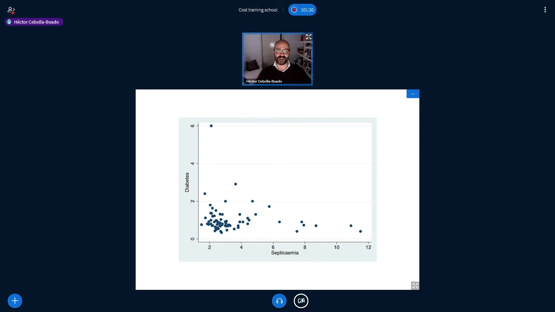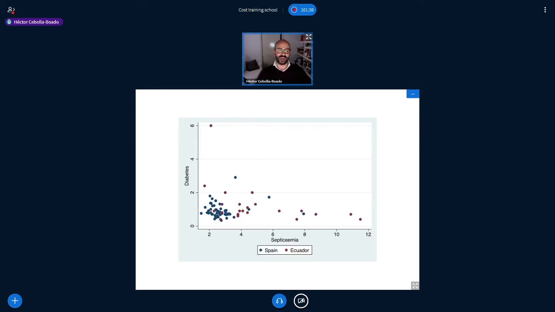So have a look at this. These are regions in Spain and Ecuador, and this is the percentage of people who die from septicemia and the percentage of people who die from diabetes. In red you have regions in Ecuador. In blue you have regions in Spain. And what you see here is that both can help proxy what we want to proxy, which is the quality of the healthcare system in origin, but probably septicemia will help us better, no? Because there is more variation across regions than if you look at diabetes, right?